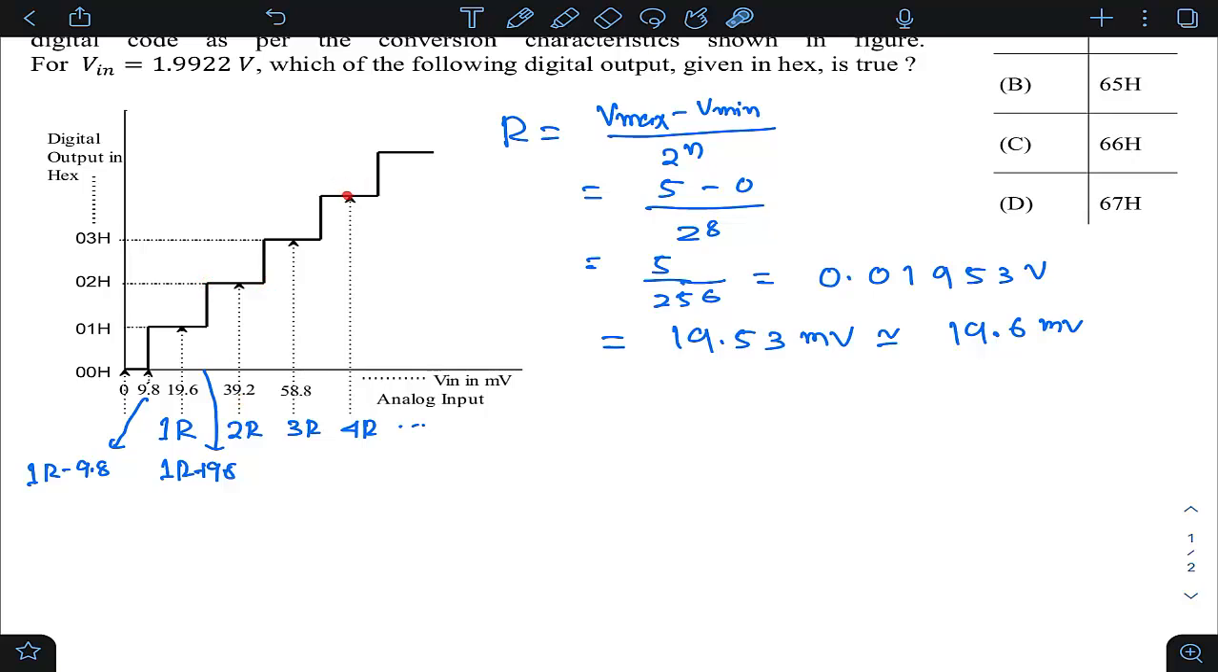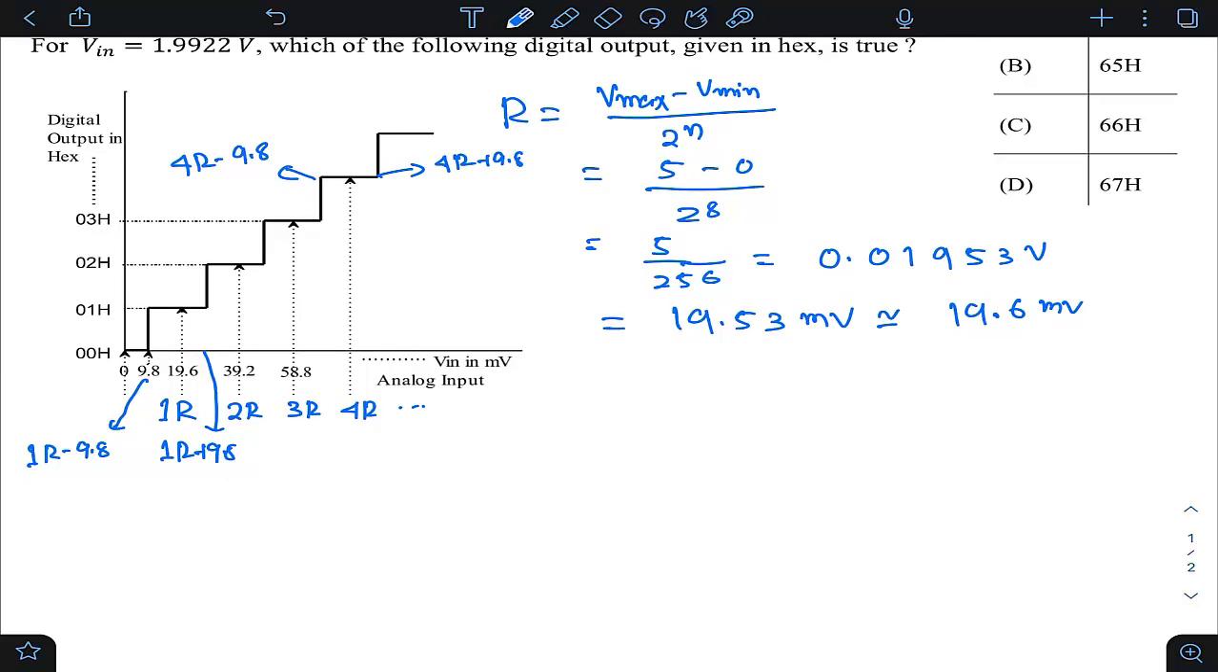So here this is 4R. This point corresponds to 4R minus 9.8 millivolts, and this point corresponds to 4R plus 9.8 millivolts. The meaning is, whenever the input voltage is in this range, the output corresponds to 0.4, and so forth. Okay, so let us keep this point in mind.